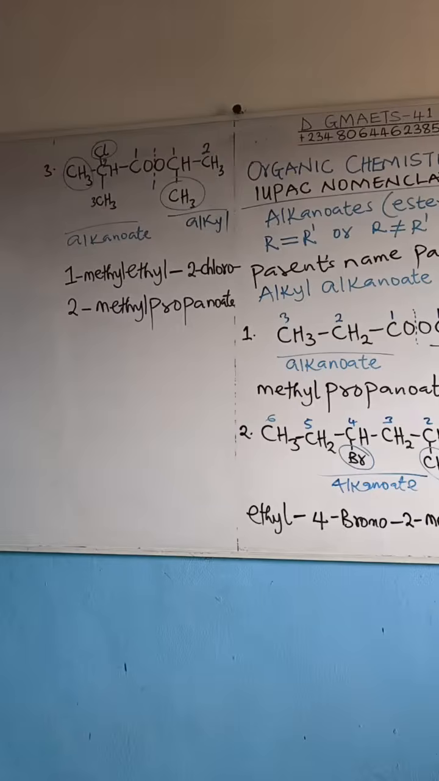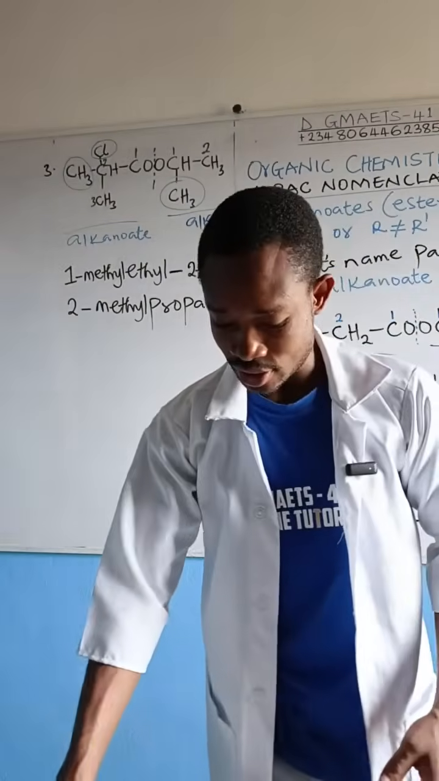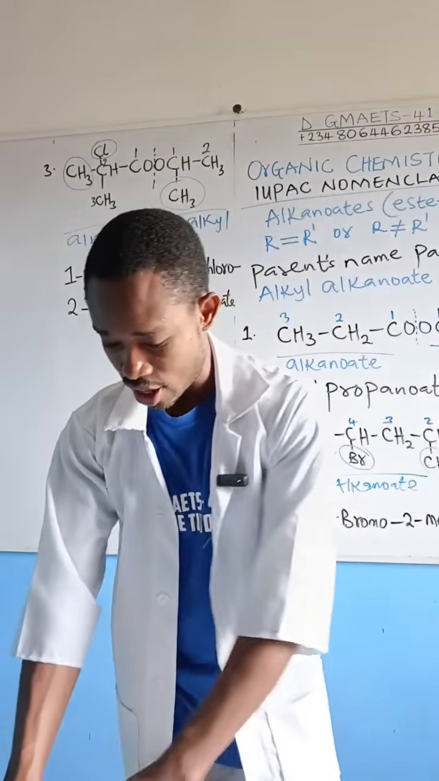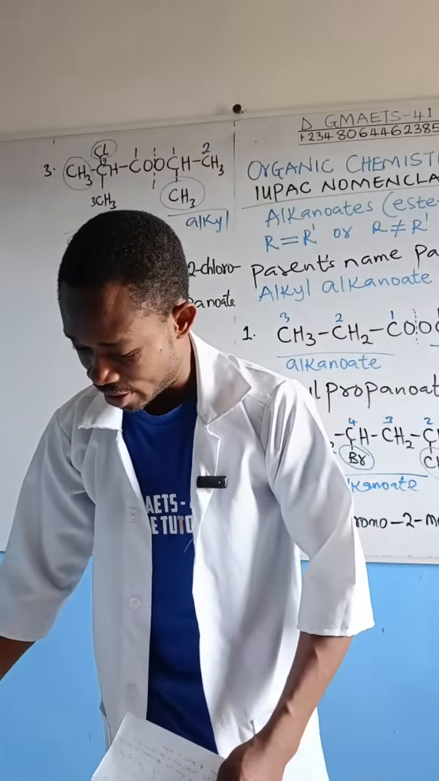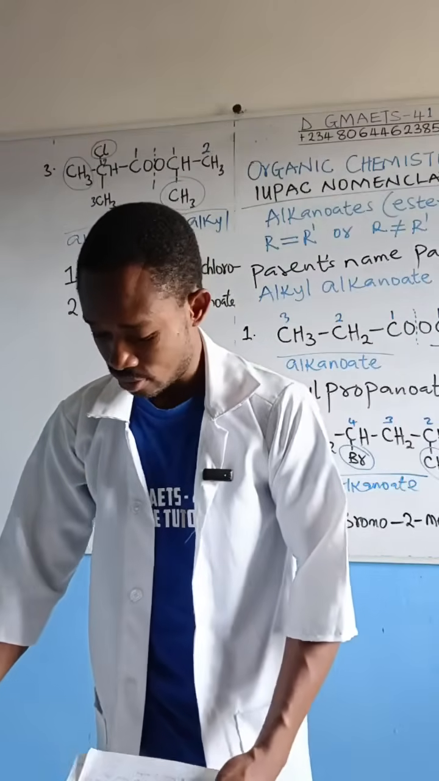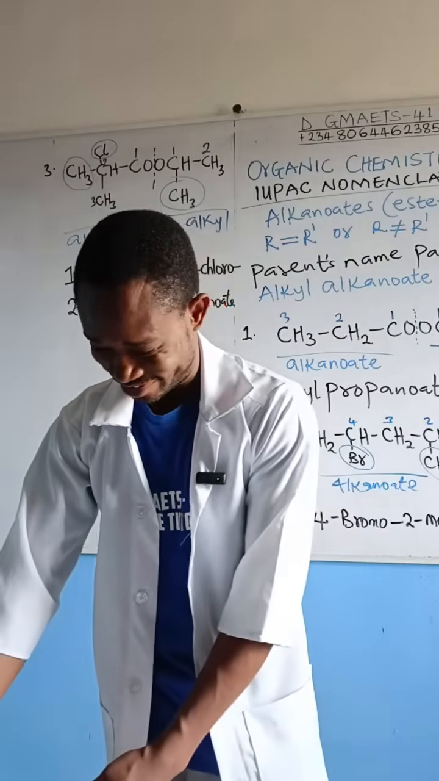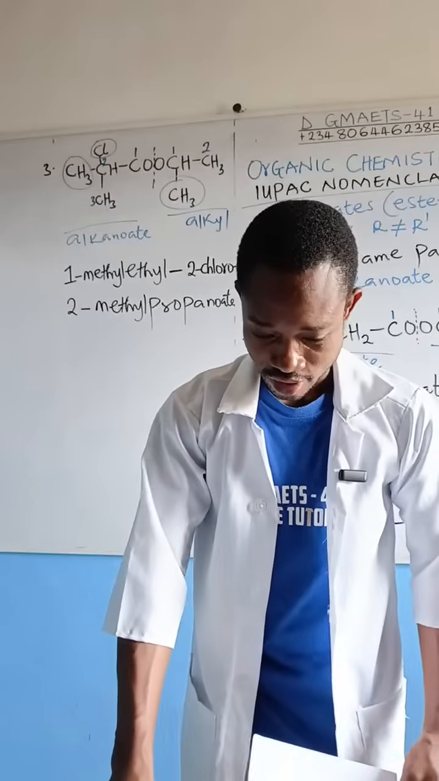The next homologue will be the acid chloride. The acid chloride is also another derivative of alkanoic acid. When you are dealing with alkanoic acid, there are 4 derivatives. There are 4 pikins, 4 children that alkanoic acid gave birth to. All right, there are 4 of them.